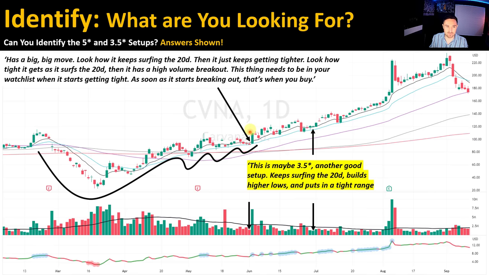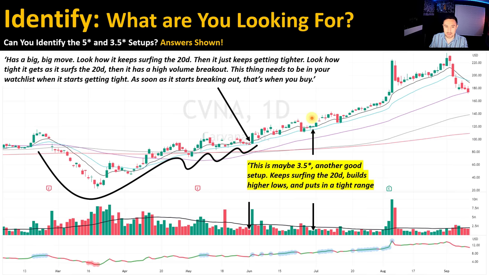This bit in here, this five-star one. Then it keeps getting tighter and tighter. Look how tight it gets as it surfs the 20-day. Then it has a high volume breakout. This thing needs to be in your watch list when it starts getting tight. So see how it starts getting tight here around the 10 and the 21. As soon as it starts breaking out, that's when you buy it. And don't worry, we're going to go on to how you actually buy them a little bit later on. Then he's talking about this one in here, if you were able to find it.